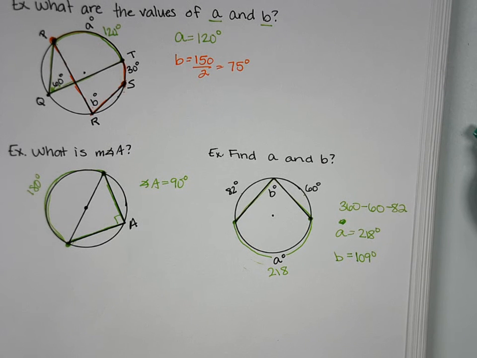Okay, any questions about inscribed angles at this point? Ryan? So will B always be half of A? The inscribed is always half of the intercepted arc, yes. That's the definition of inscribed. Just like central is always equal, inscribed is always half.